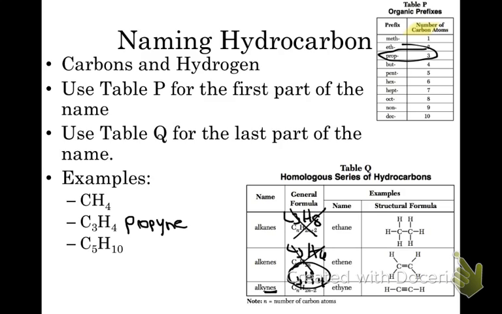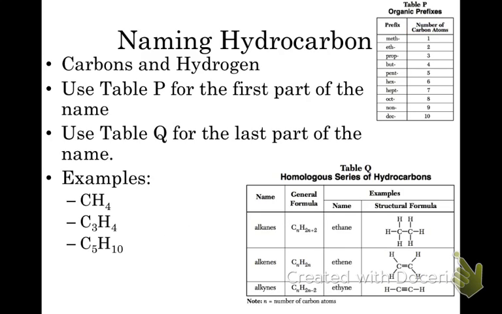Okay. We'll go through and erase all those, and now I have C5H10. I know I have 5 carbons, so that's going to be pent. I'll fill these in, and I actually know I can see the 5. I have 5 carbons and 10 hydrogens, so that fits right into the alkenes. So that ends up being pentene as its name.